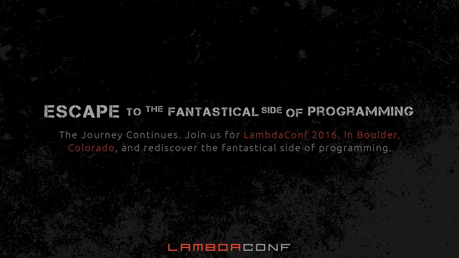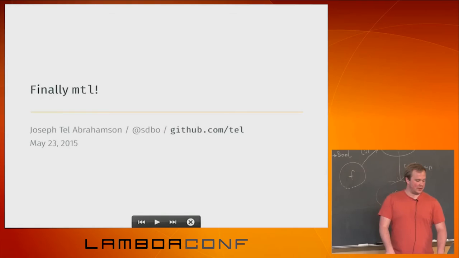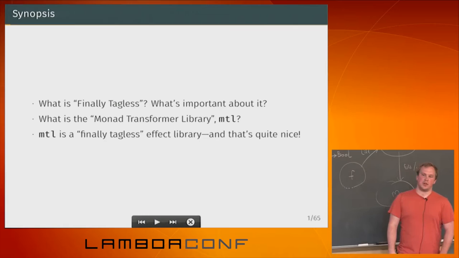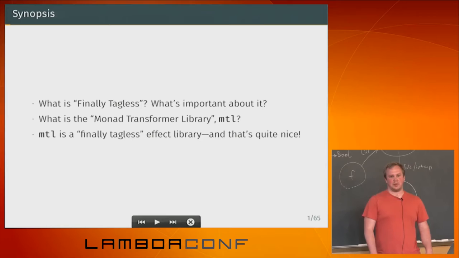So what I want to talk about here is what I'm calling finally MTL. I want to introduce this idea called a finally tagless encoding of DSLs. I'm going to talk about that pretty briefly, and then I'm going to talk about how MTL, which is called the monad transformer library in Haskell, is actually a really widespread example of using finally tagless DSLs.